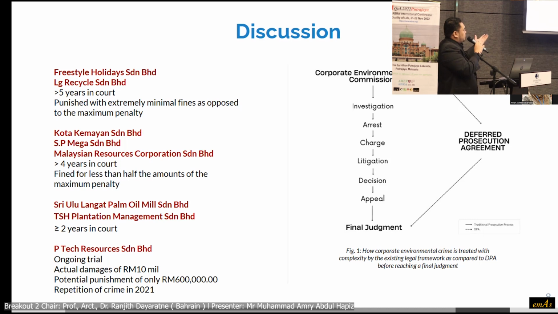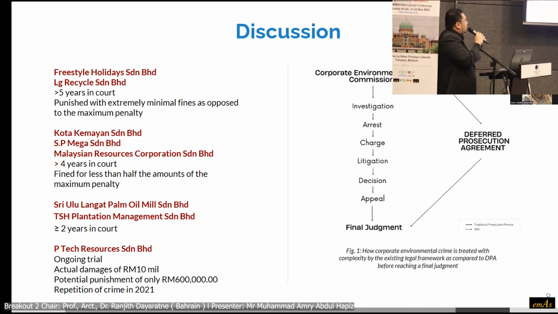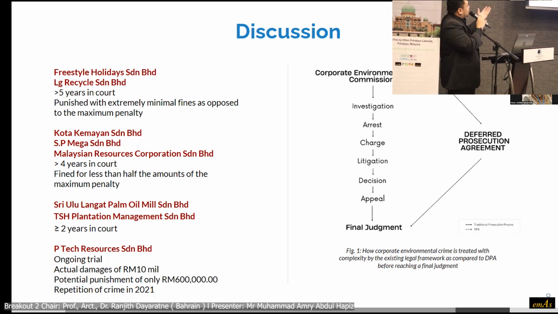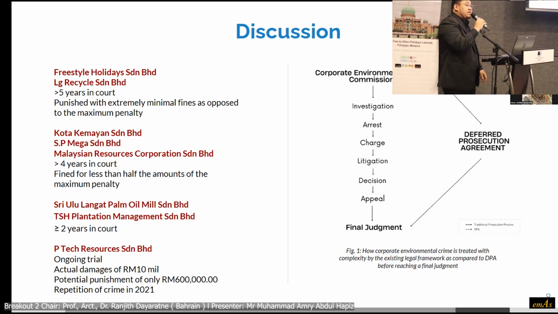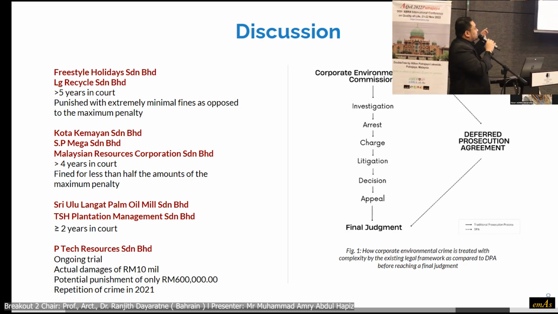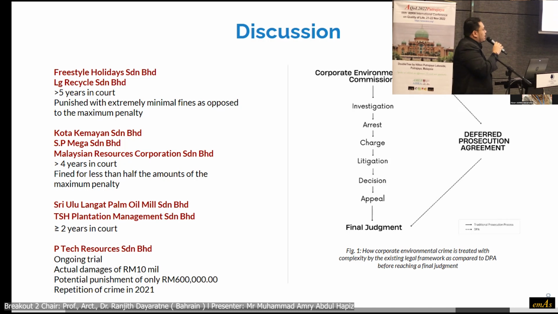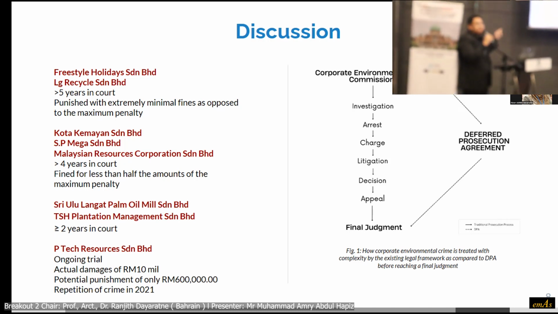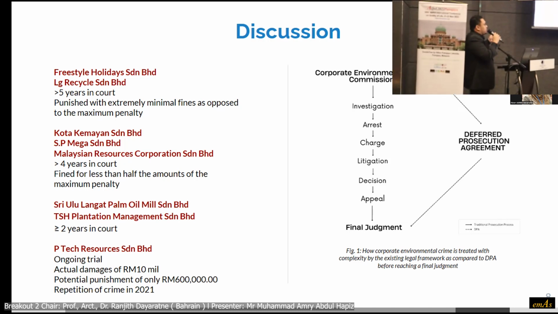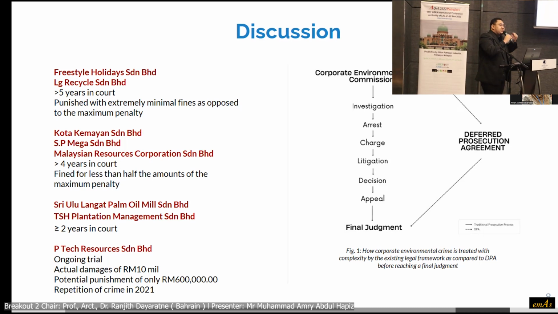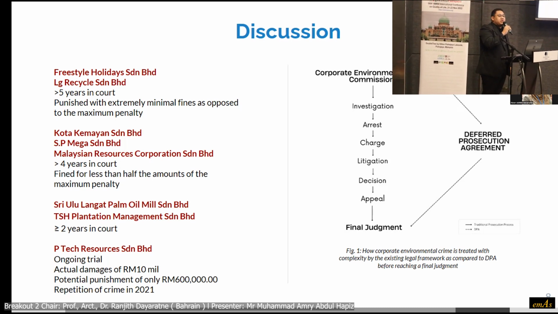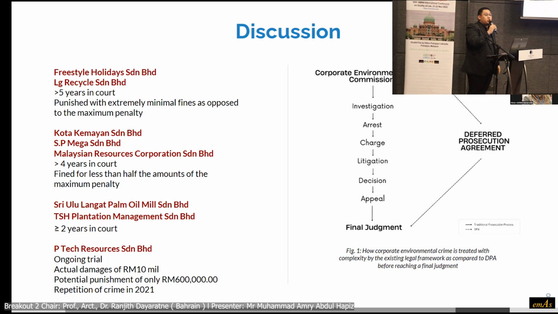And we take a look at the case of Sri Urulangat Palm Oil and also DSH Plantation. These cases spent either exactly 2 years or more than 2 years in court. The highlight of the table is actually this case, PTech Resources Sdn Bhd. This is the company that polluted that river in Johor. If you recall this case, it's Sungai Kim Kim, right? It was polluted in Johor. Well, the trial is still ongoing since 2019.